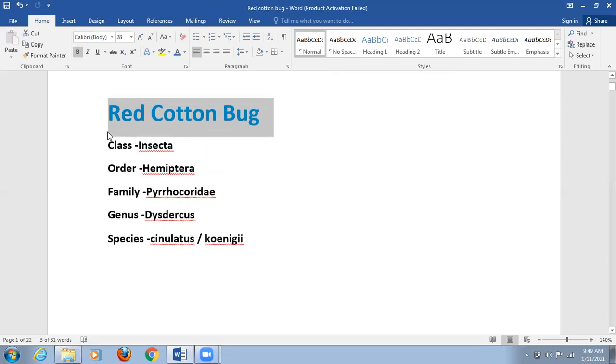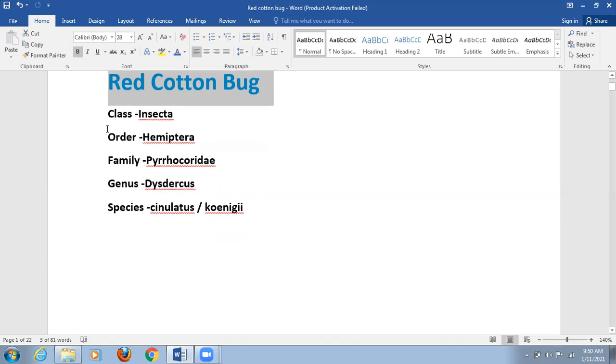So this particular red cotton bug we are going to discuss with respect to the host plant. Then we'll discuss the identification marks of the red cotton bug, so it is easy to identify, and different kinds of treatment to control the population of the red cotton bug. Then we will also discuss the life cycle and nature of damage of this particular red cotton bug. And finally, we will discuss the control measures for the red cotton bug.